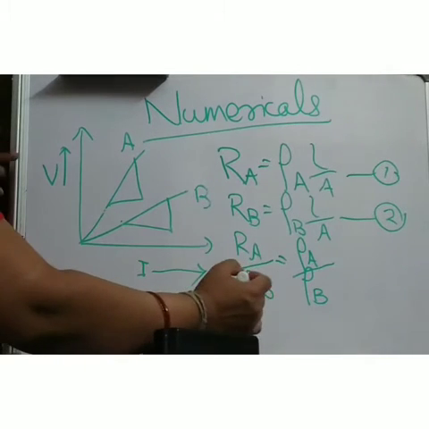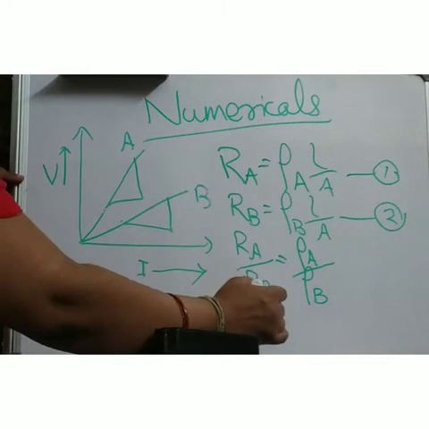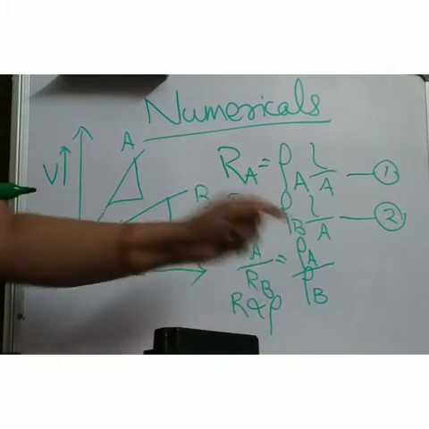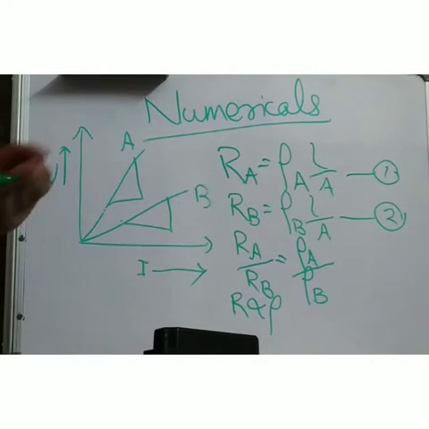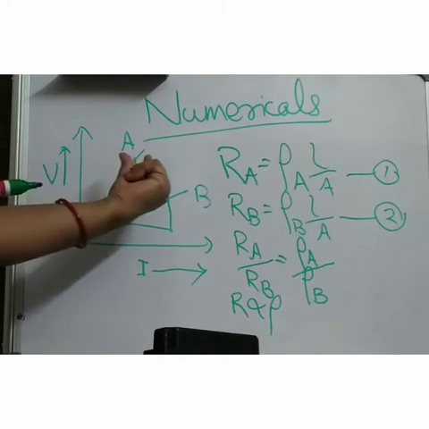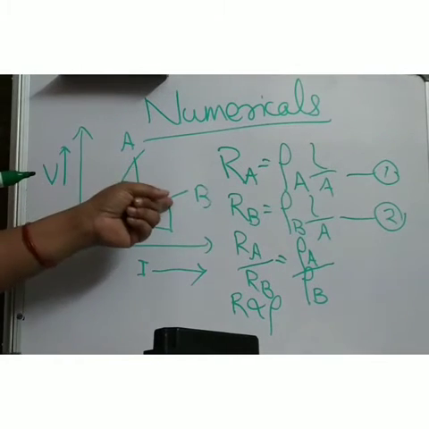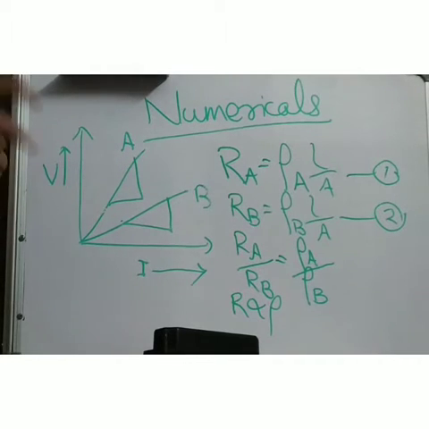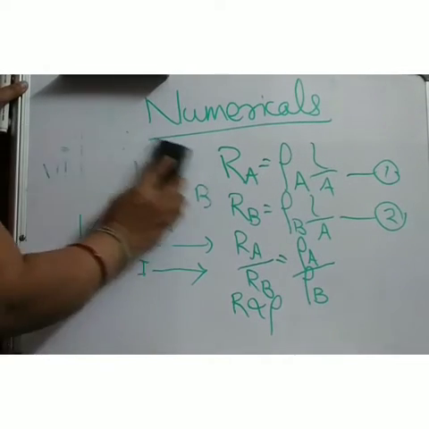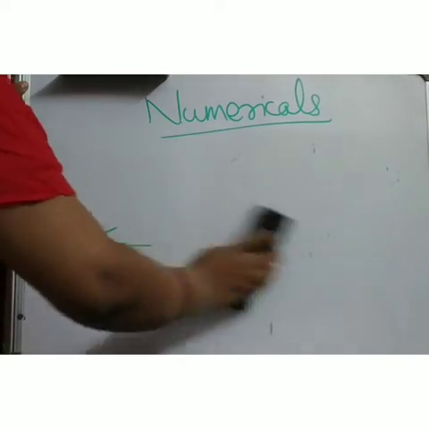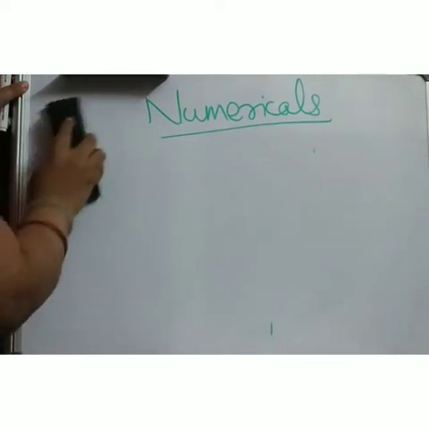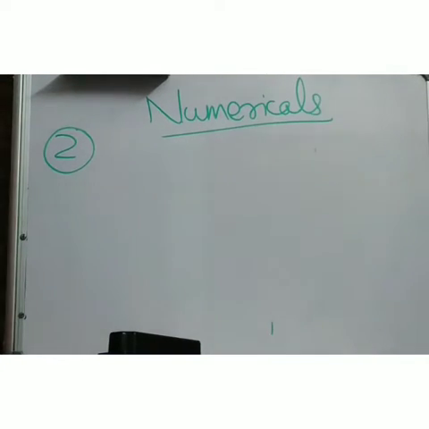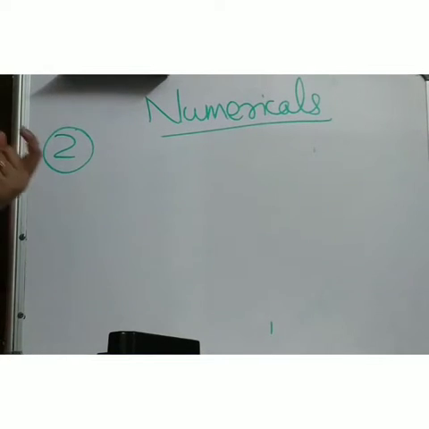That means resistance is directly proportional to resistivity. And we have already found out that the resistance of A is greater than the resistance of B. So the resistivity of wire A is more. Clear? Is this problem clear? Now we'll discuss conceptual based questions, not these numericals.